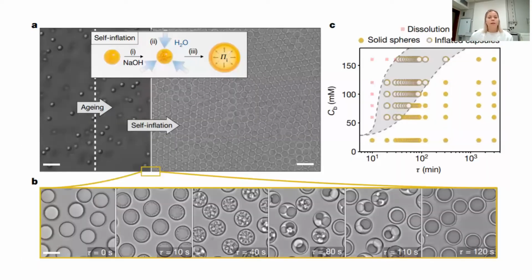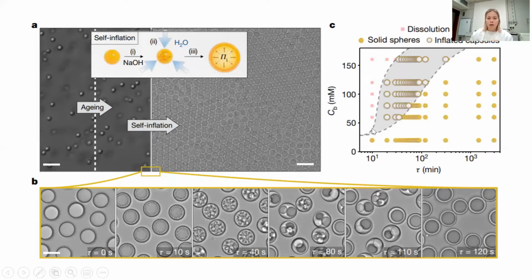In this figure from the paper, I'll talk about this graph first. On the x-axis is the time in minutes that the emulsion was left to age, and on the y-axis is the concentration of base in millimolars. Here you can see by these yellow spheres that if the emulsion was left to age too long or not a high enough concentration of base was used, the droplets remained solid spheres. They didn't inflate because there were too many crosslinks between the TPM.